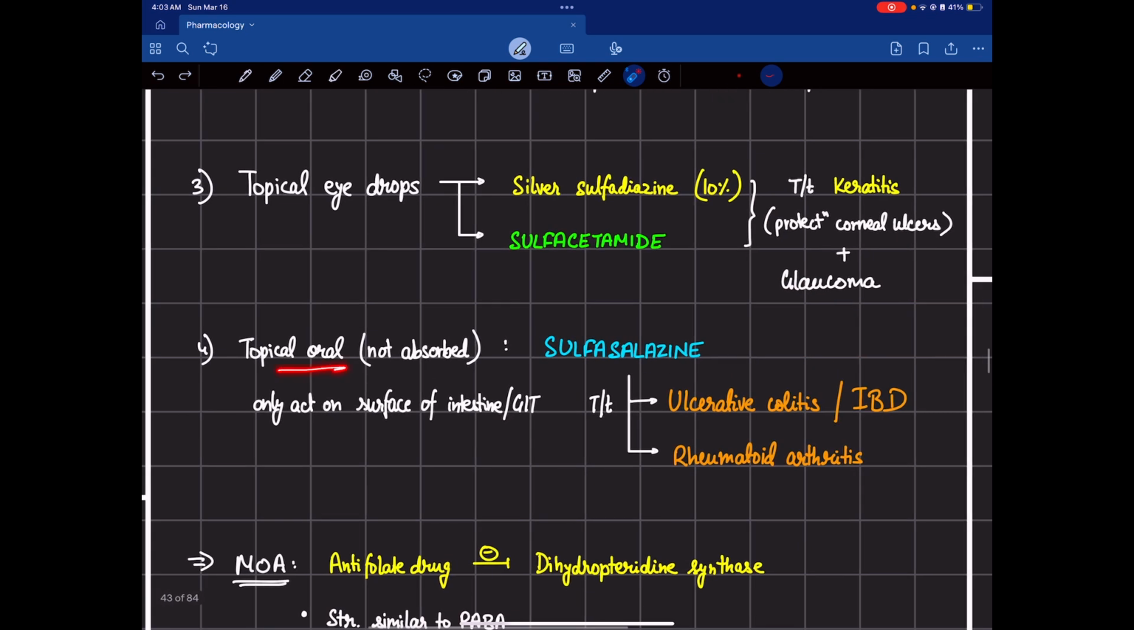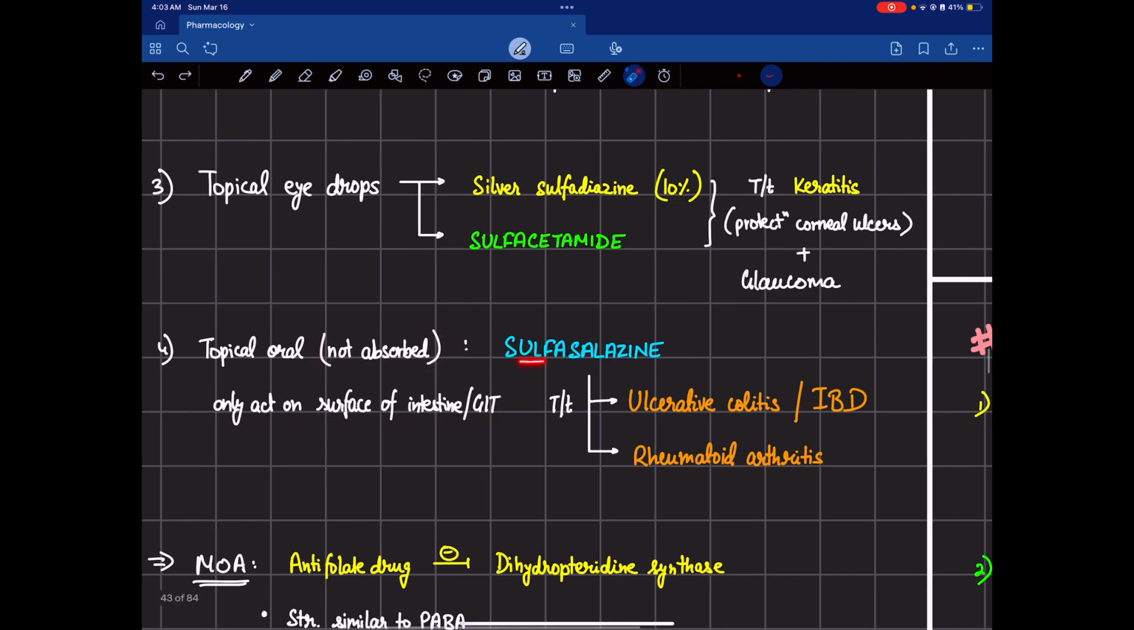For oral drugs that are not absorbed, we use sulfasalazine, and they only act on the surface of the intestine or GIT since they are not being absorbed. So sulfasalazine, if you can imagine that it's staying in the lumen itself, can be used for the treatment of ulcerative colitis or IBD, and it is also used for the treatment of rheumatoid arthritis.